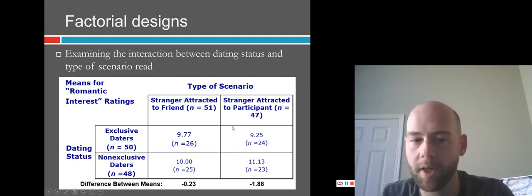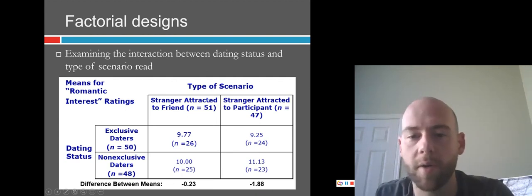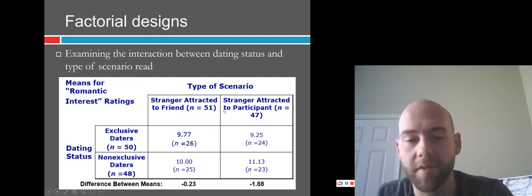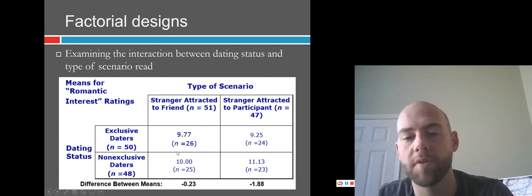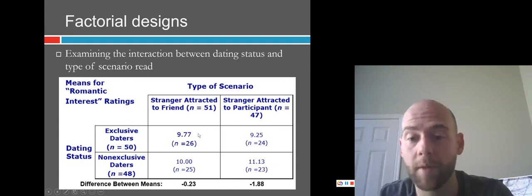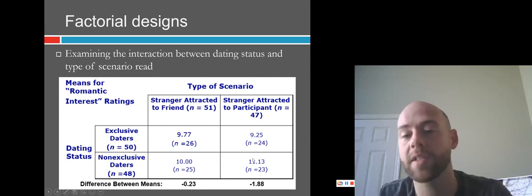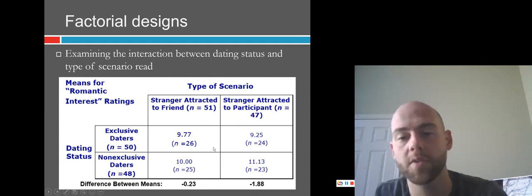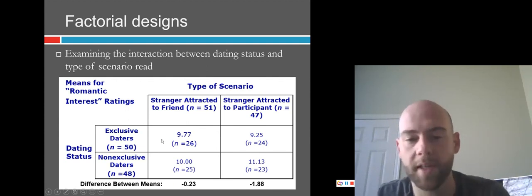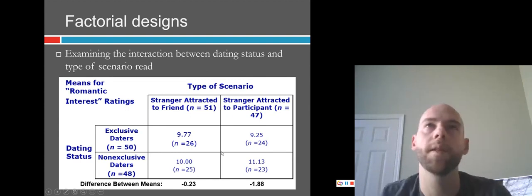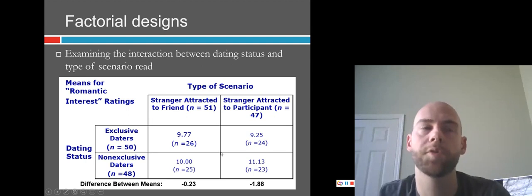So there seems to be some kind of interaction. The type of scenario is influencing the size of the effect of dating status. In one condition of type of scenario, dating status doesn't matter. But in another type of scenario, dating status matters a lot. So this is one relatively simple instance of an interaction. But again, it's kind of hard to interpret exactly what these things mean just by looking at the numbers. So it's really helpful to have multiple ways of looking at interactions.